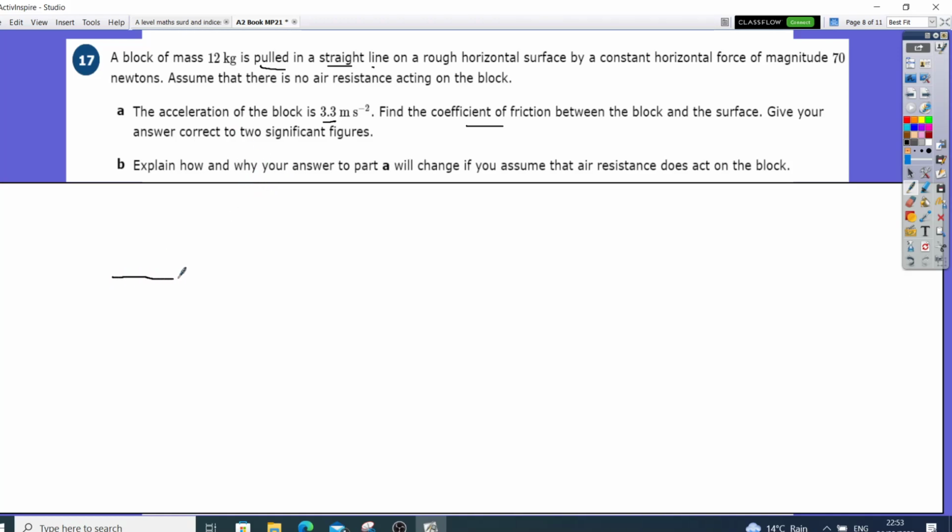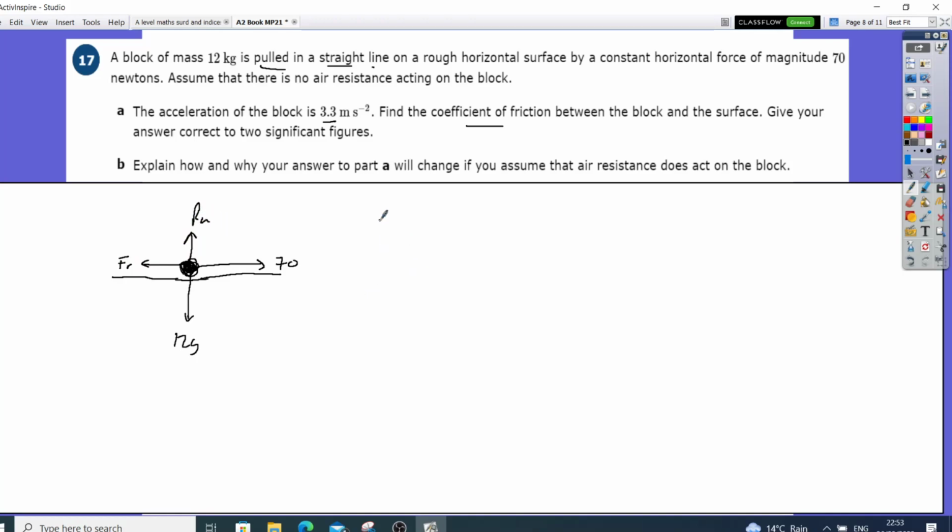So let's do the horizontal. Let's get the block, terrible drawing. This is the block, so that has a weight going vertically down, which is 12g. We've got a tension pulling it horizontally of 70 newtons. We've got friction opposing it and normal contact forces here.